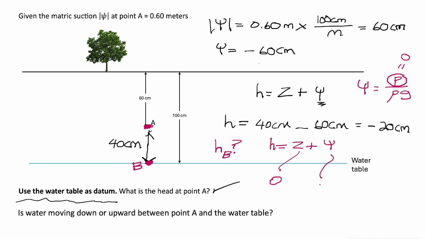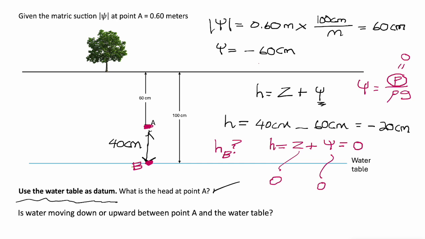So in this case, where the datum is the water table, the head at the water table is going to be 0 plus 0, or 0. So now we have our head at 2 points. And we'll write them in. Let's write them in a different color here so we can know what we're doing. So write them in green.